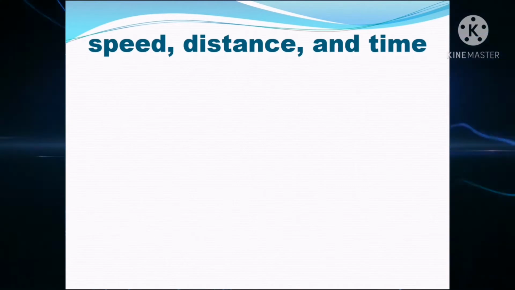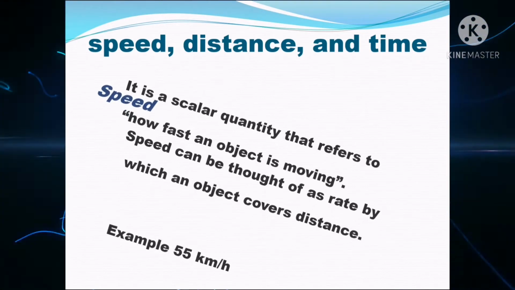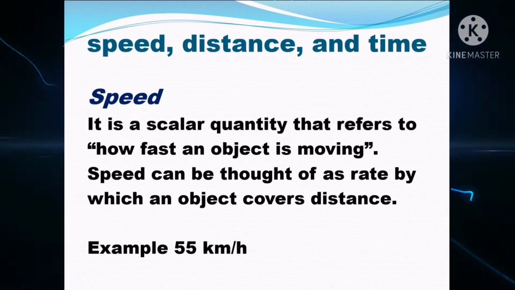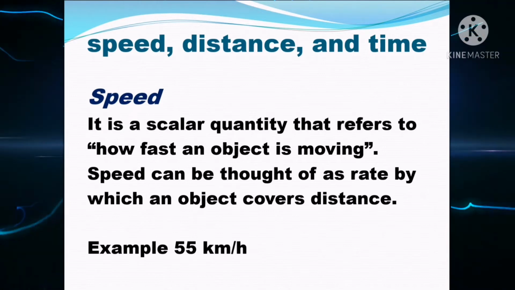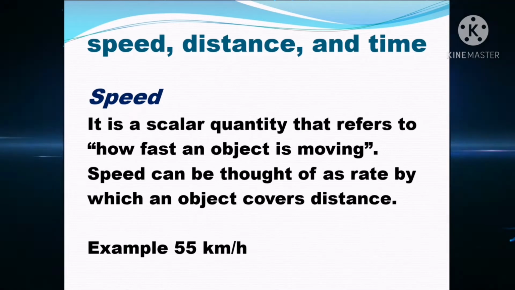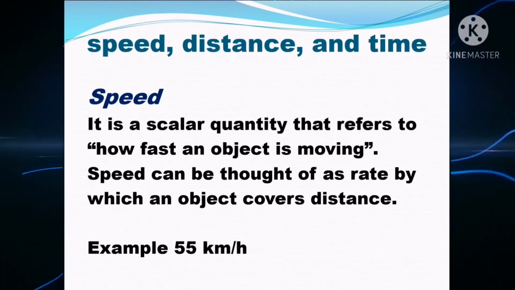First, we have the speed. When we say speed, it is a scalar quantity that refers to how fast an object is moving. Speed can be thought of as the rate by which an object covers distance. For example, 55 km per hour. That's a speed.